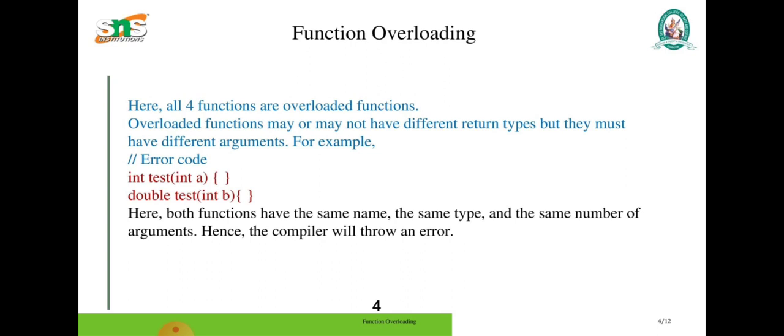Here all the four functions are overloaded. The functions may or may not have different return types, but they must have different arguments. These are the examples for function overloading. Here both functions have the same name, same type and same number of arguments. Hence the compiler will throw an error.